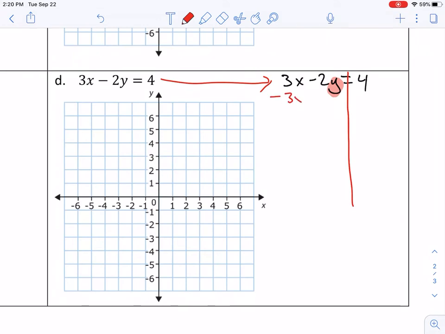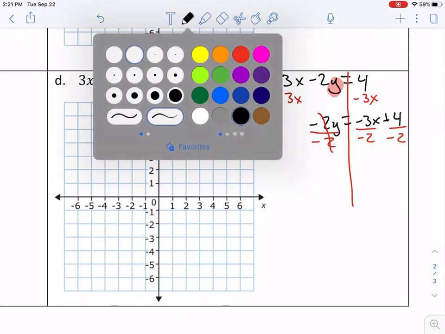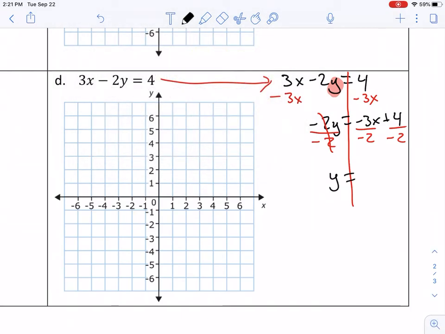I'm going to subtract 3x first so that -2y equals -3x plus 4. I could not put these together because they do not have like terms. My next step is I'm going to divide everything by -2. That leaves me with y equals 3 over 2x minus 2. And now that is in slope-intercept form.